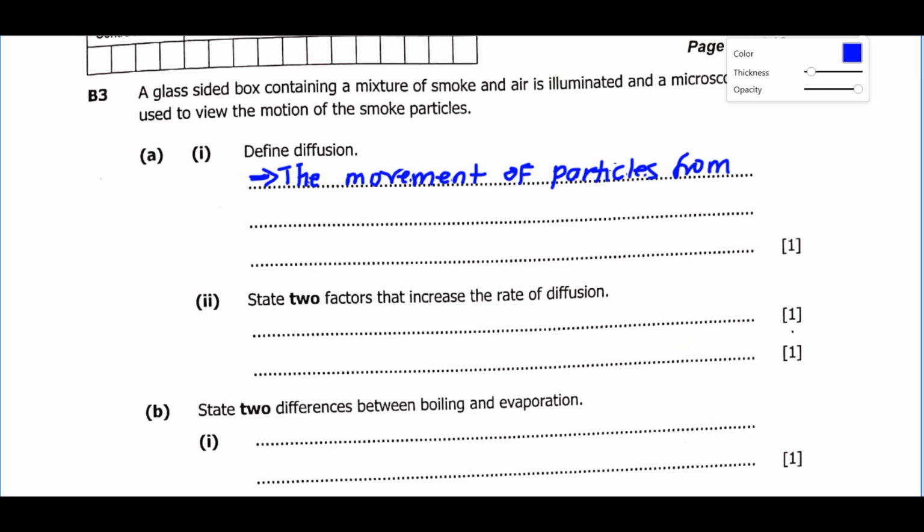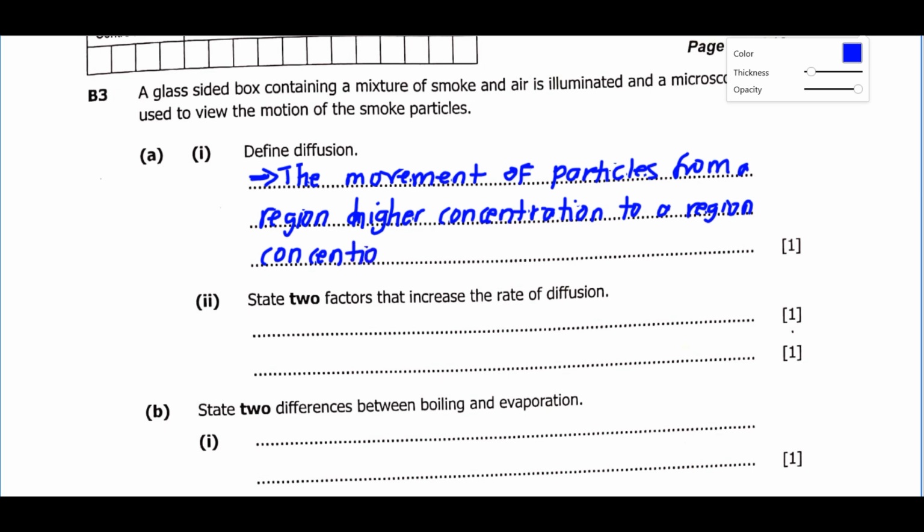from a region of higher concentration to a region of lower concentration. So this simply means that the particles will move from the point where there are too many particles to a point where there are fewer, so that there is an even distribution.